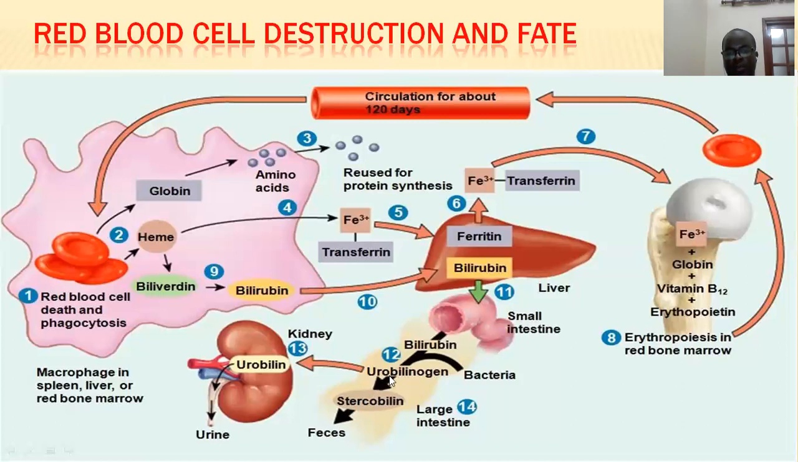Then some of the urobilinogen will be reabsorbed into the system. Once it has been reabsorbed, it will be transported by blood to the kidneys. The kidneys have other enzymes that can convert the urobilinogen into urobilin, and the urobilin will be excreted in urine as such. So in the urine, you expect some amount of urobilinogen that is coming from red blood cell destruction. So this is the fate of red blood cell: red blood cell destruction and the fate of red blood cell.